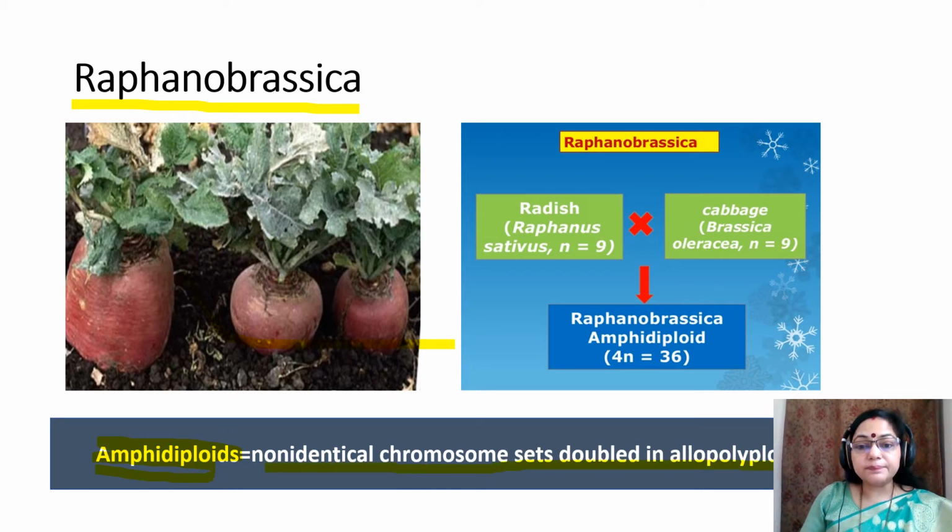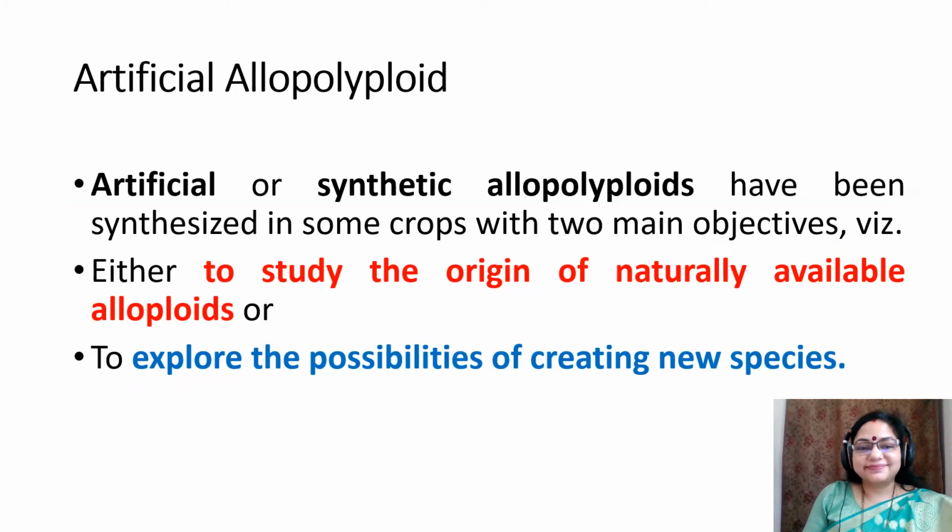Here you can say that in radish, Raphanus sativus, n is equal to 9, and in cabbage also n is equal to 9. When we cross these, 2n plus 2n, the Raphanus is tetraploid. It can be called amphidiploid, and its chromosome number is 4n is equal to 36.